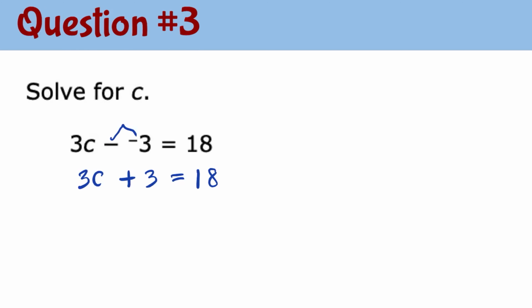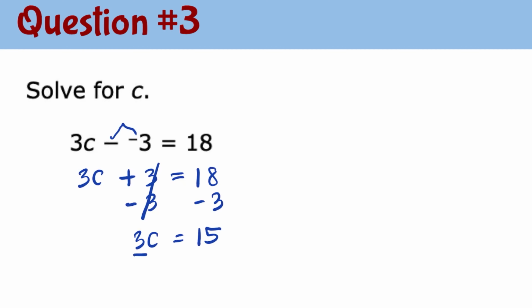Again, we need to simplify using the inverse of adding 3. So which is subtracting 3 from both sides. 3 minus 3 is 0. We have 3c is equal to 18 minus 3 is 15. Now, what's the inverse operation for 3c? Division, right? So we need to divide both sides by 3 now. And 3 divided by 3 is 1, so we have 1c is equal to 15 divided by 3 is 5.